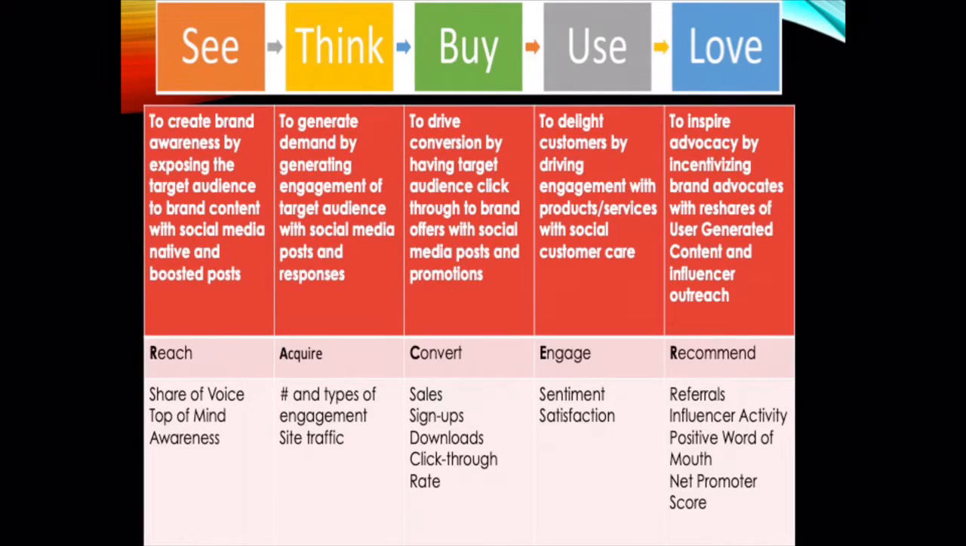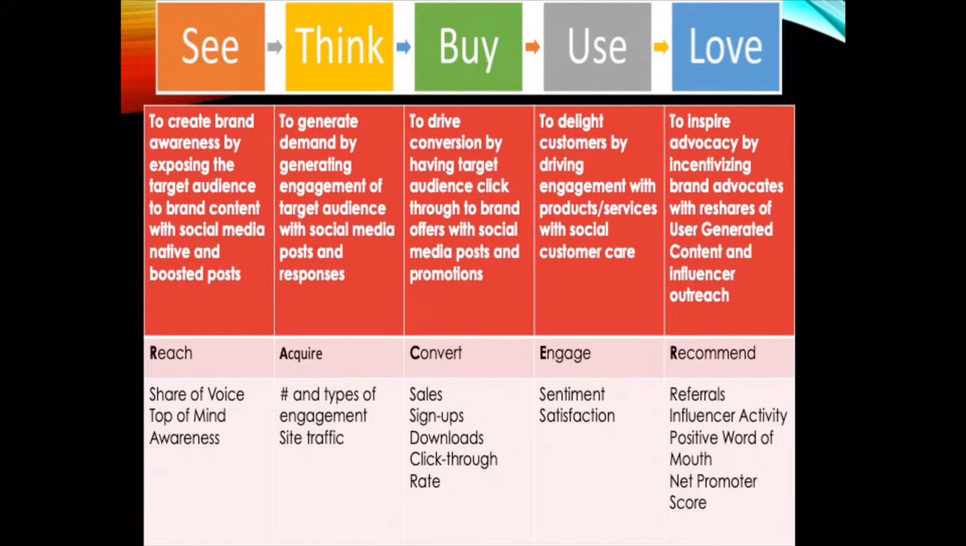In the think phase for social media, your marketing objective would be to generate demand for your product by creating engagement of said target audience with social media posts and responses. Your KPIs would be the number or the types of engagement or traffic to your site. For social media in the buy phase, your marketing objective would be to drive conversion by having the target audience click through to brand offers with the social media posts and promotions. Your KPIs would be linked to sales numbers, signups, downloads, and click-through rates.